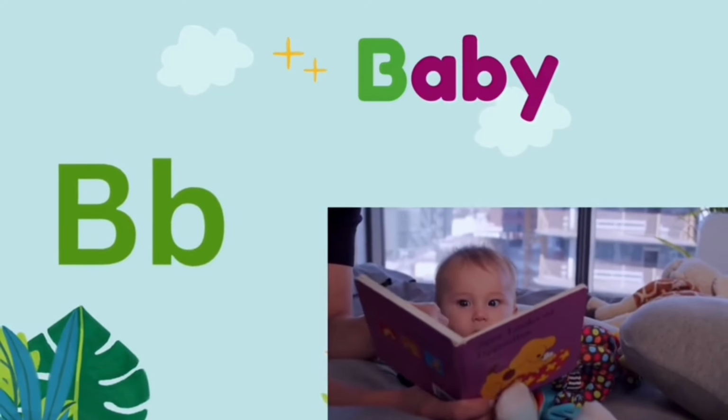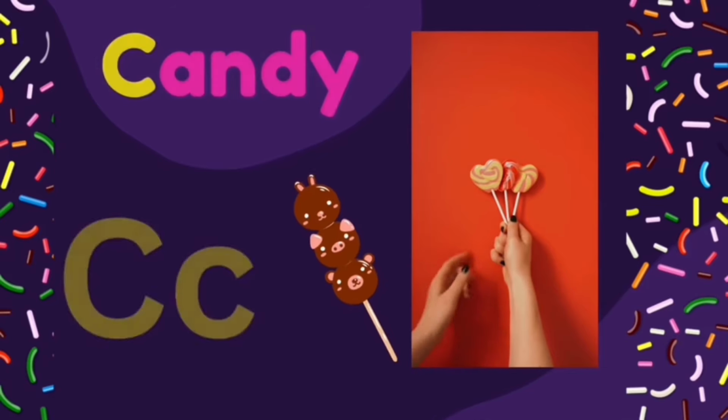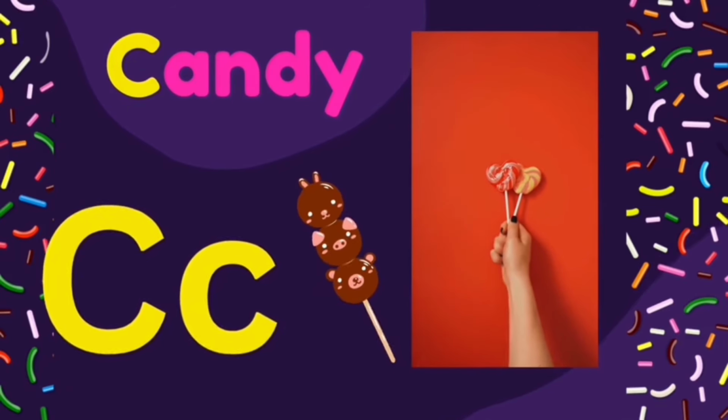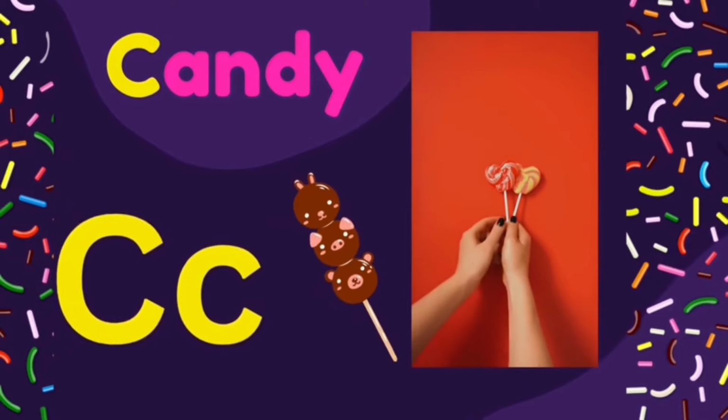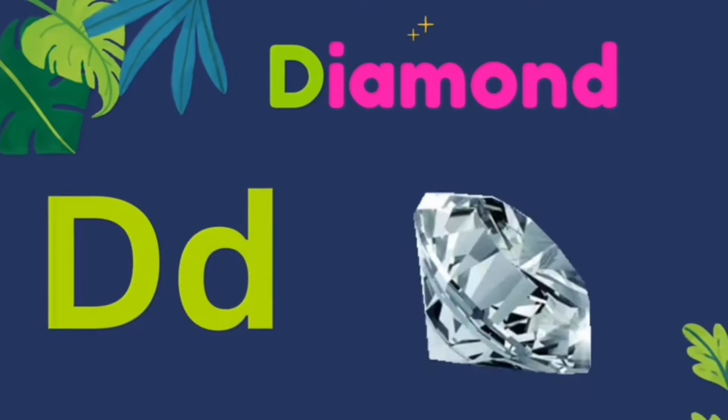B, b, baby. B, baby. C is for candy. C, c, candy. C, candy. D is for diamond.